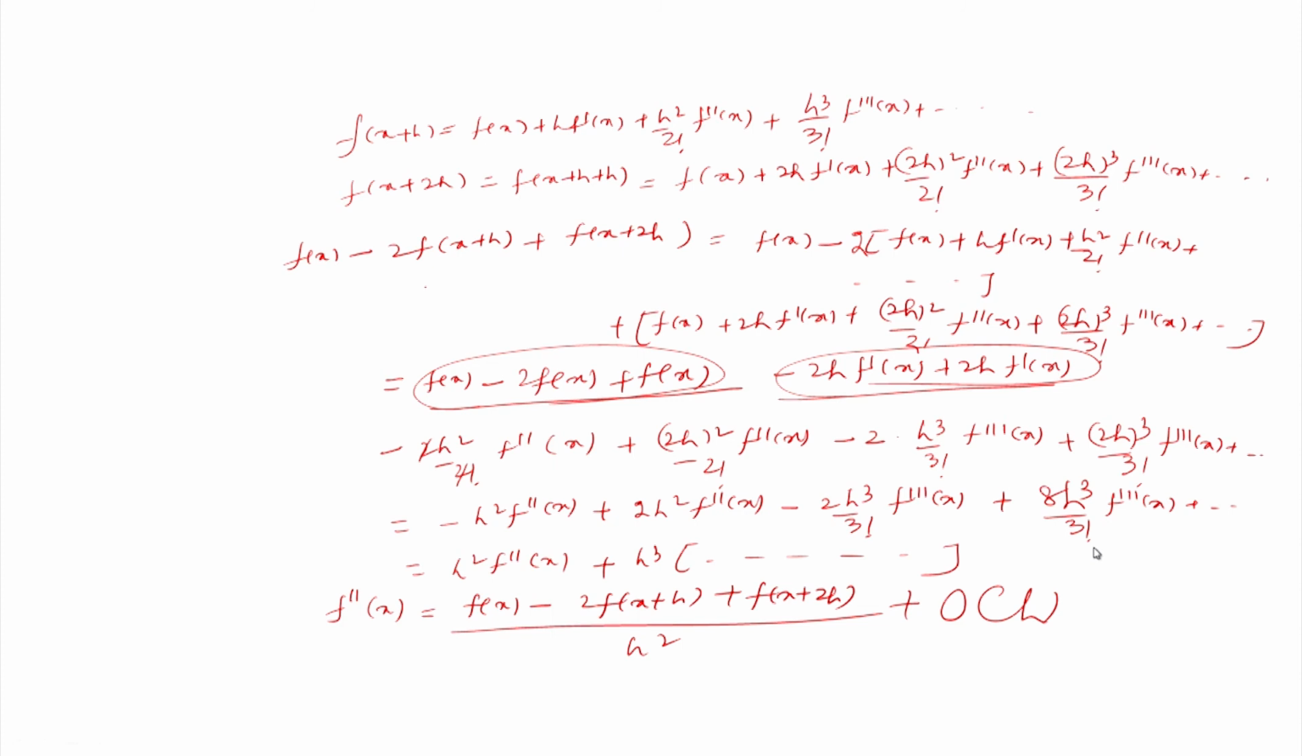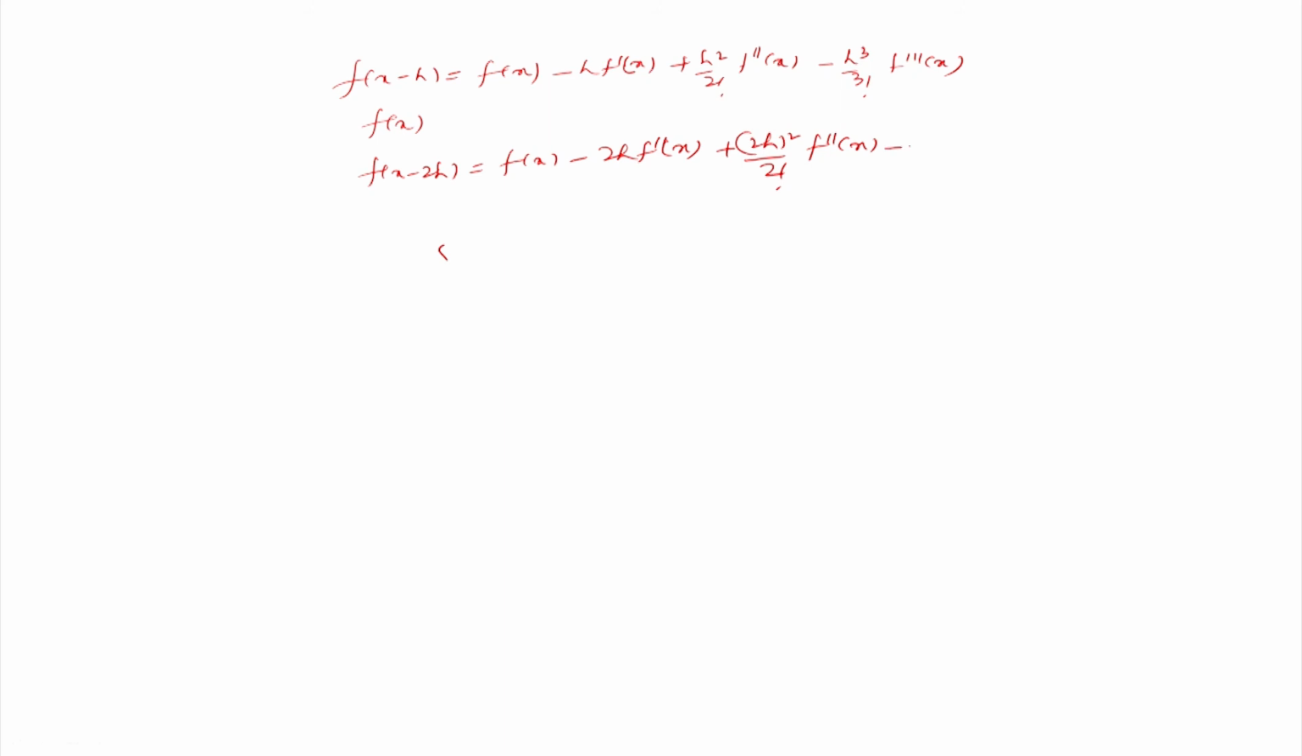if you do the same thing here, f(x minus h) you can write as f(x) minus h f dash of x plus h square by 2 factorial f double dash of x minus h cube by 3 factorial f triple dash of x, and f(x) is there, and f(x minus 2h) is f(x) minus 2h f dash of x plus 2h whole square by factorial 2 f double dash of x minus 2h whole cube by 3 factorial f triple dash of x plus all other terms.